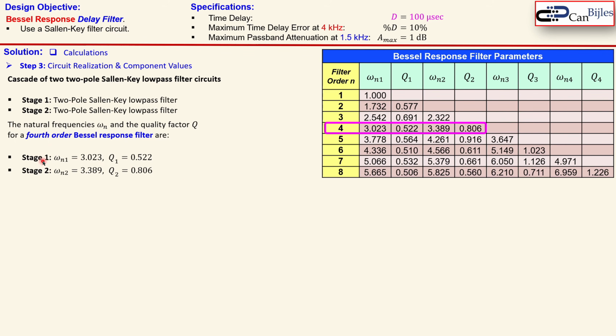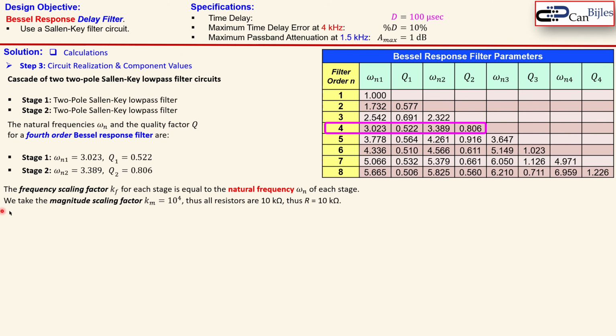That means here stage 1 will require a natural frequency of 3.023 radians per second and a quality factor of 0.522. The next one is about 3.389 and 0.806. So the frequency scaling factor we need to now do is the KF, and for each stage that will be equal to the natural frequency omega n. So that's what we need to do.